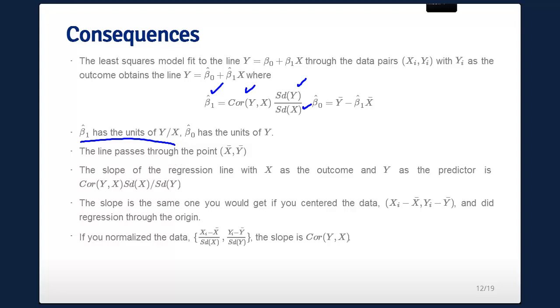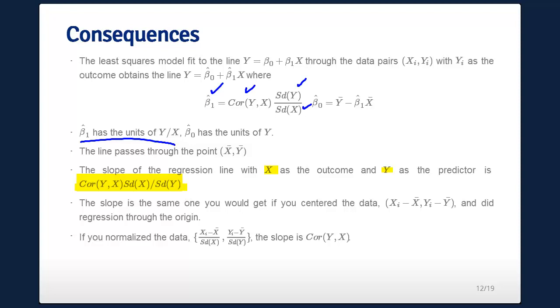The line passes through the point x bar, y bar. You can double check that just by plugging in if you'd like. And for the slope of the regression line, if you were to reverse y and x, setting x as the outcome and y as the predictor, it's pretty clear what would happen. You would wind up with the same correlation times, instead of standard deviation of y over standard deviation of x, standard deviation of x over standard deviation of y.